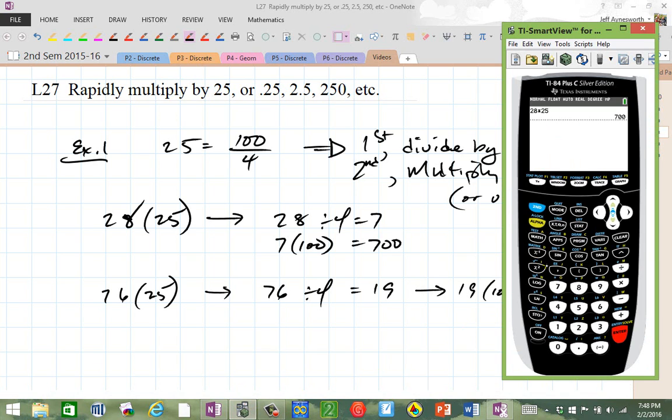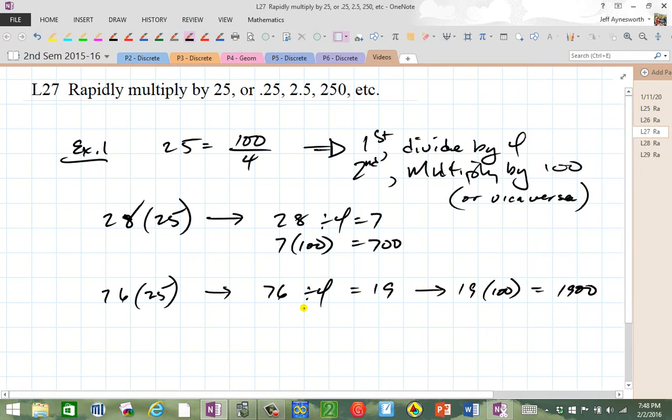If you don't believe me, let's check it. You take 76 times 25. Look at that, 1900. See? So you divide by 4, then multiply by 100. It works every single time. Even if you have decimals, let's say 2.5 times 64, you still do the same thing.